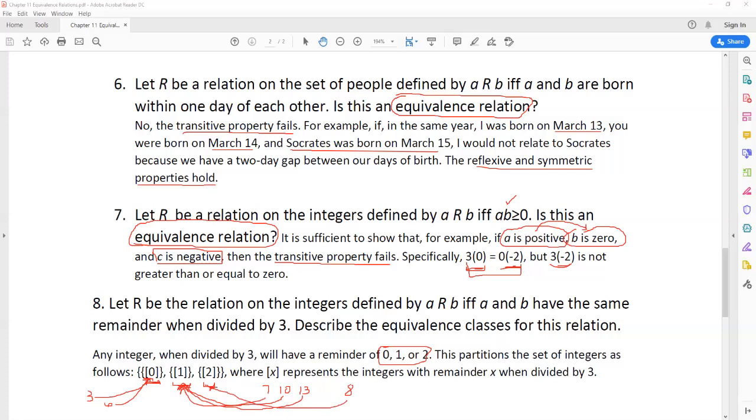So all of the integers would go into one of these classes, the 0 class, the 1 class, or the 2 class. In other words, we can partition all of the integers and zip them up, so to speak, and place them in one of these 3 categories.